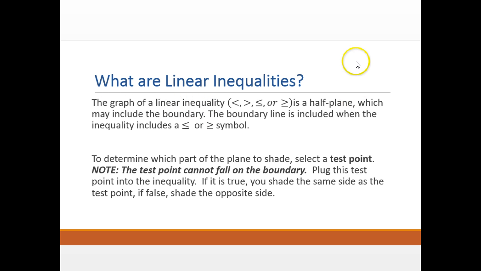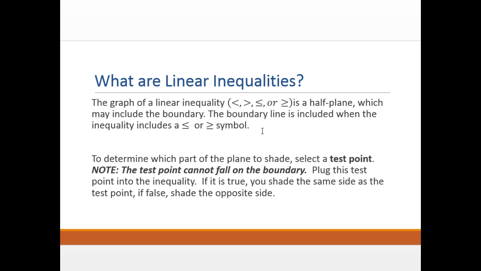And we know a linear inequality is less than, greater than, less than or equal to, or greater than or equal to. The half plane has a boundary, which is a line, and the boundary line is included when we're talking about less than or equal to or greater than or equal to. In other words, the equal part tells us we include the boundary. If I simply have less than or greater than, I don't include the boundary.